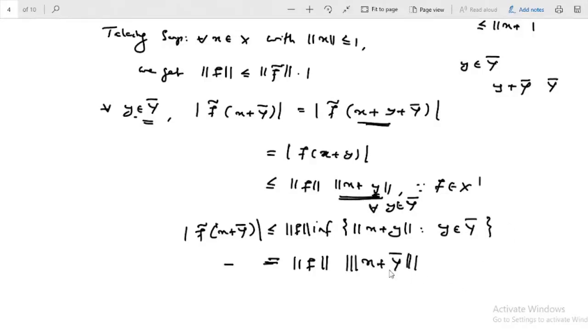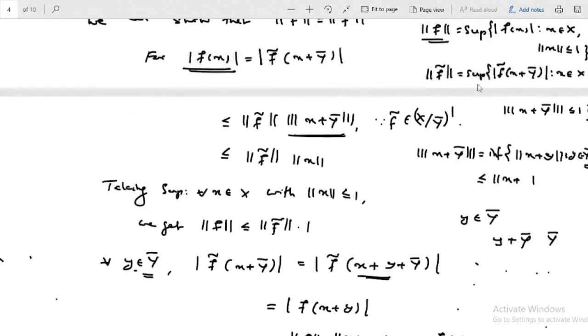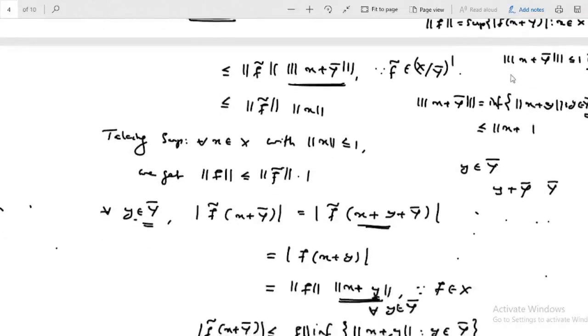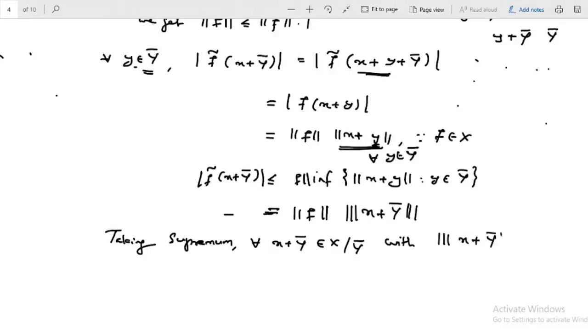Okay, now it is correct. Now, for modulus f tilde of x plus Y bar to come to the norm of f tilde, what should we do? We should take the supremum of modulus f tilde of x plus Y bar, with the quotient norm of x plus Y bar less than or equal to 1. Then on the right side the maximum is 1, and this will be the norm of f tilde. Therefore taking the supremum for every x plus Y bar belonging to X by Y bar with the quotient norm of x plus Y bar less than or equal to 1, we get the left side as norm f tilde less than or equal to norm of f into 1.